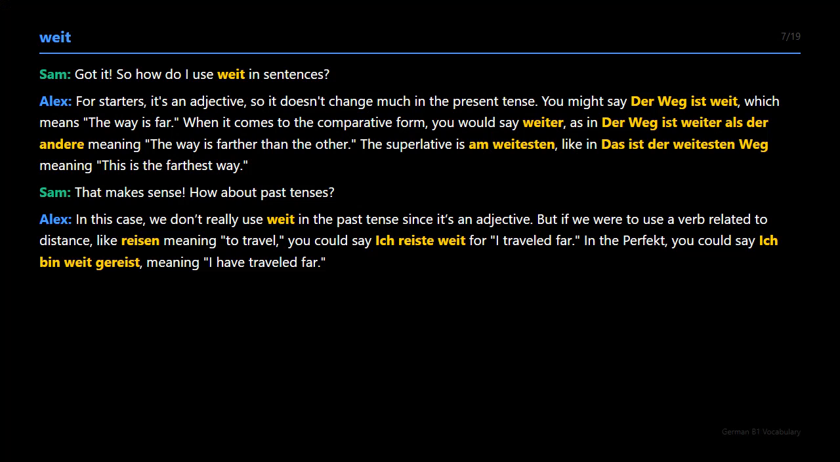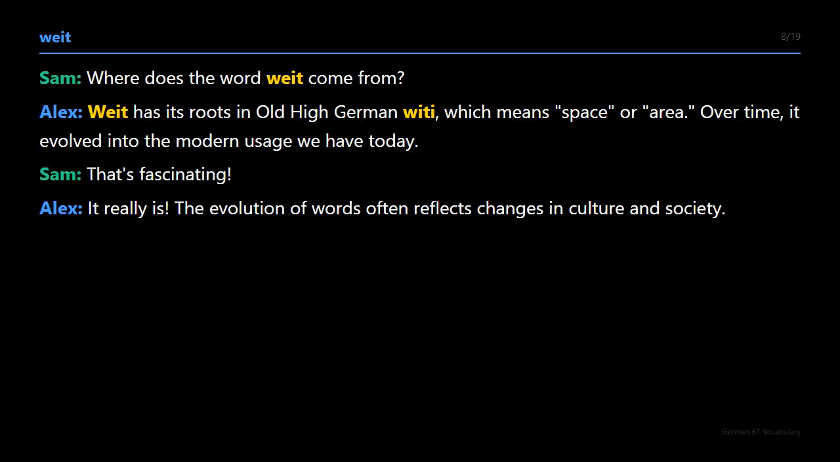Where does the word weit come from? Weit has its roots in Old High German, weite, which means space or area. Over time, it evolved into the modern usage we have today. That's fascinating. It really is. The evolution of words often reflects changes in culture and society.